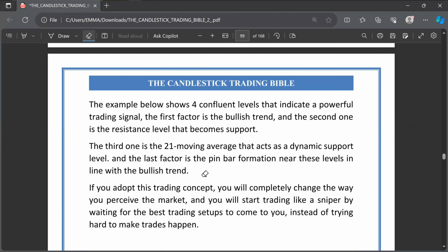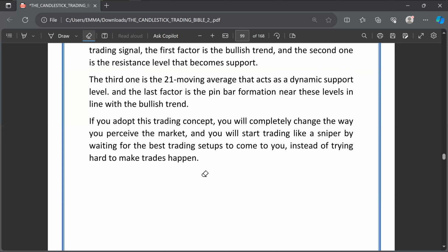Now, the example above shows 4 confluence levels that indicate a powerful trading signal. The first factor is the bullish trend, and the second one is the resistance level that becomes support. The third one is the 21 moving average that acts as a dynamic support level. And the last factor is the pin bar formation near these levels in line with the bullish trend. If you adopt these trading concepts, you will completely change the way you perceive the market, and you will start trading like a sniper, right?